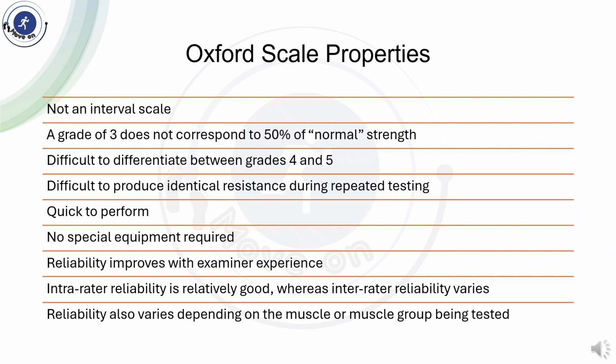Reliability in manual muscle testing appears to improve with examiner expertise. Experienced examiners have been shown to achieve better reliability than novice examiners. Inter-rater reliability in manual muscle testing appears to be good, whereas intra-rater reliability varies. Similarly, reliability differs depending on which muscles or muscle groups are being tested.